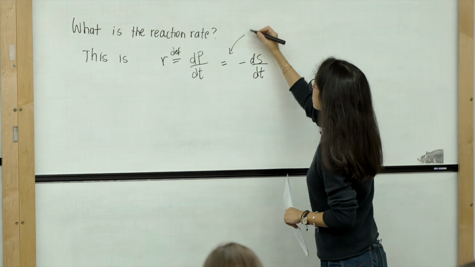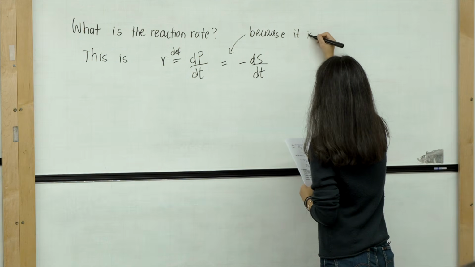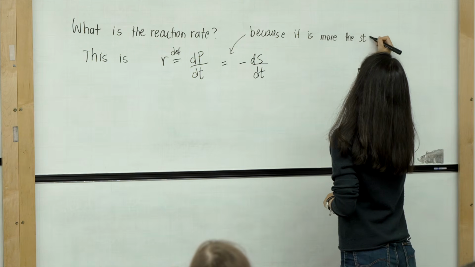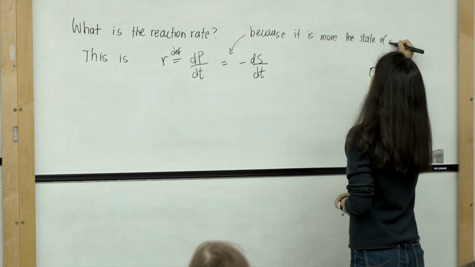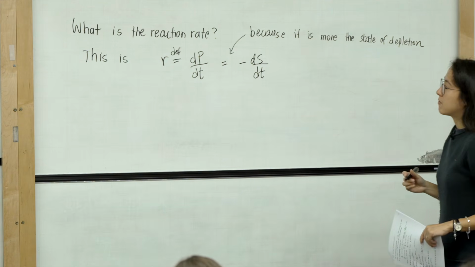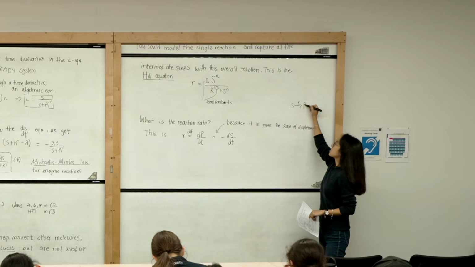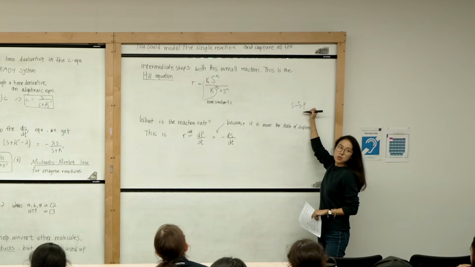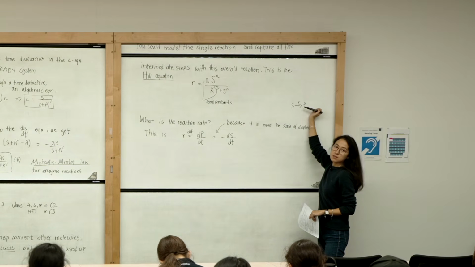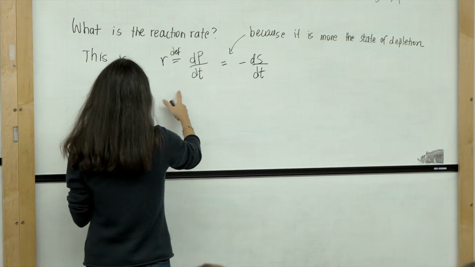This is because it is more the state of depletion of the substrate. Remember, if you remember, I wrote that the overall reaction was this, without the intermediate complex and so on. So I'm now saying that the substrate gets depleted with this rate to give me the product, and we will be able to derive an equation for this.